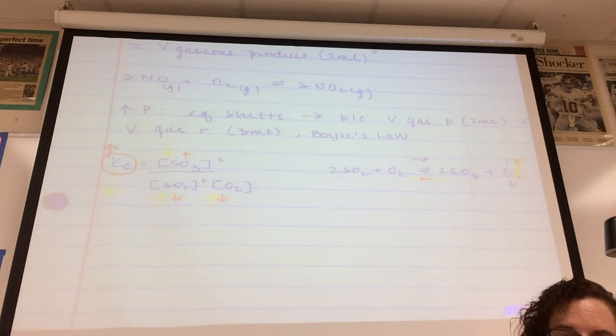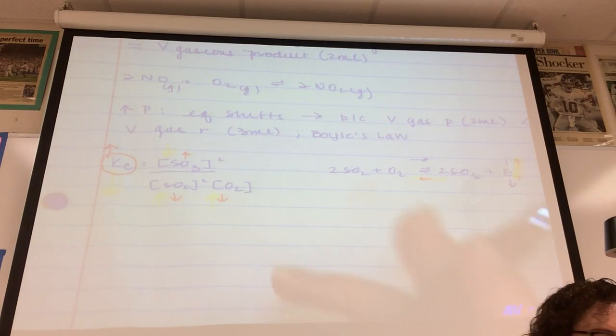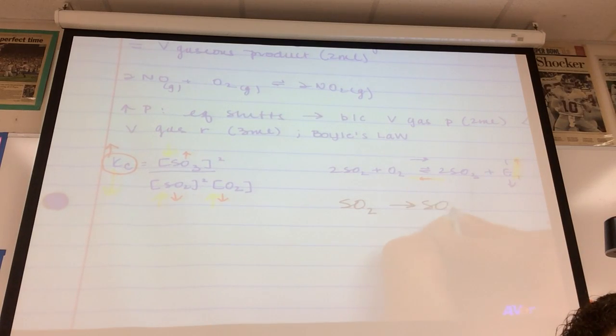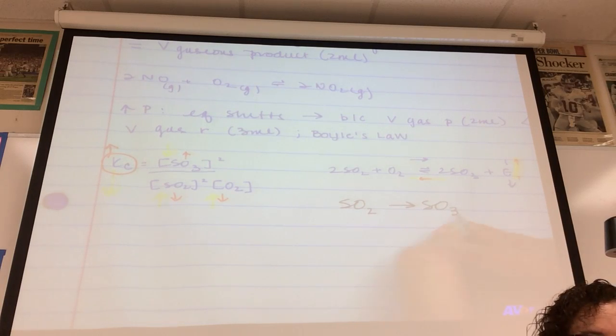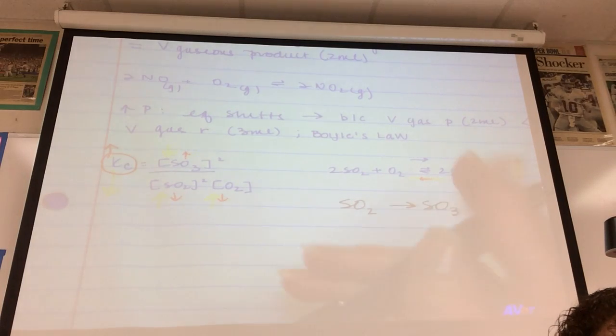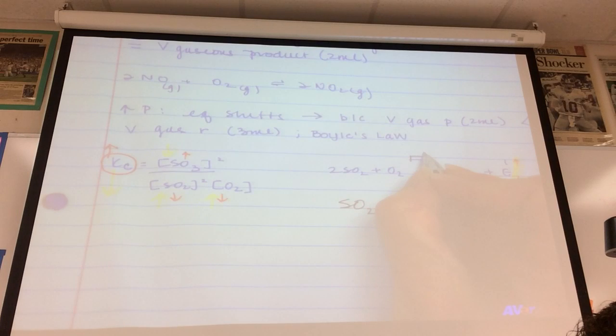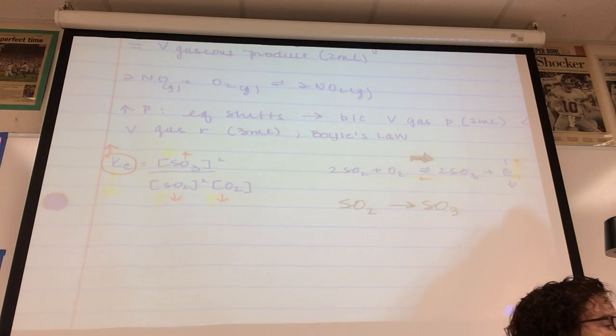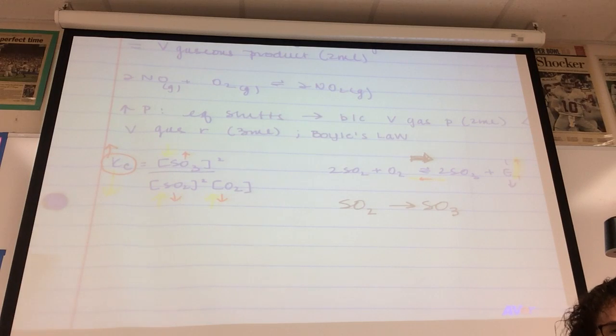Last question says, is the conversion of SO2 to SO3 more nearly complete at high or low temperatures? If you want this conversion, do you want a forward or reverse shift? Forward. If you want a forward shift in this exothermic reaction, do you increase or decrease the temperature? You decrease it because the reaction is exothermic.